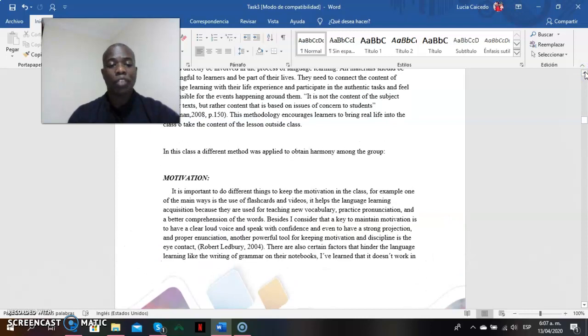Motivation. The students have motivation. It is important to do different things to keep the motivation in the class. For example, one of the main ways is to use flashcards and videos. They help language learning acquisition because they are all used for teaching new vocabulary.